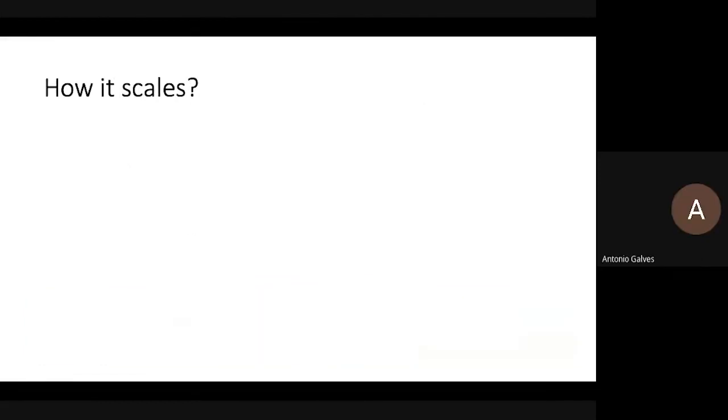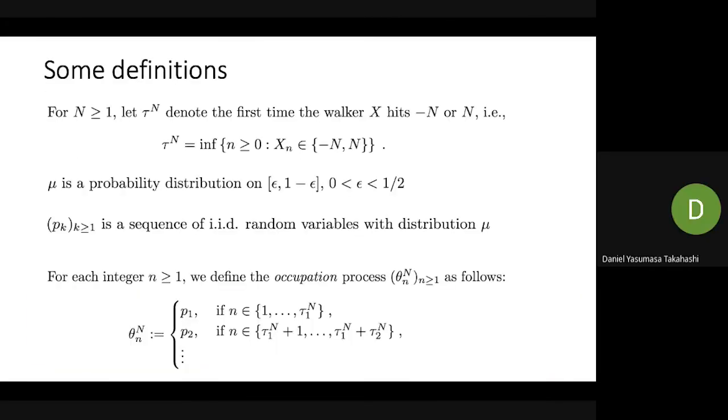Daniel, I'm sorry, what is delta epsilon? What is epsilon there? Here epsilon is the minimal value of the distribution mu. So mu is a probability distribution. Actually, we are in epsilon, 1 minus epsilon here.